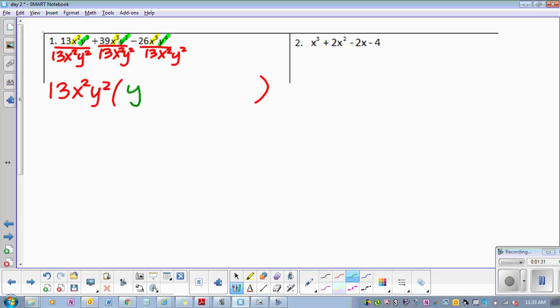39 x cubed y squared divided by 13 x squared y squared. 3x. So plus 3x. Good. And the third one. So negative 26 x to the fifth y to the fourth divided by 13x squared y squared is what? Y squared. Good. Perfect. And then you can stop there.